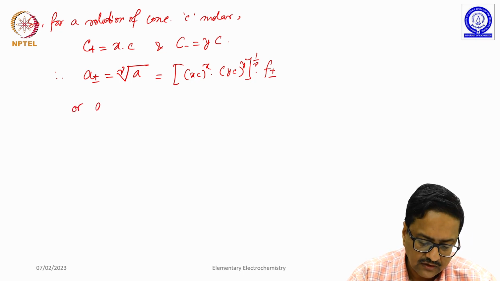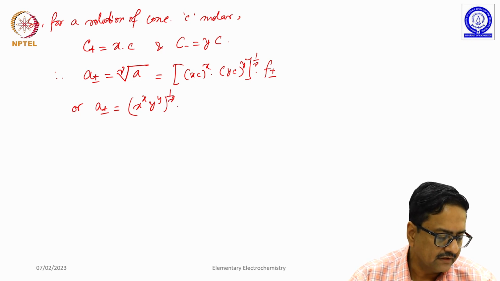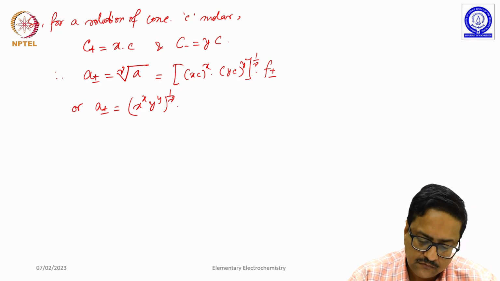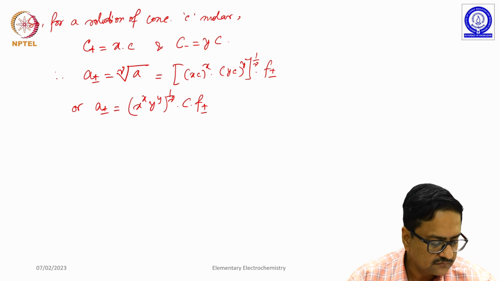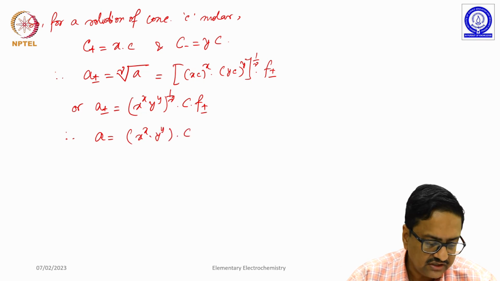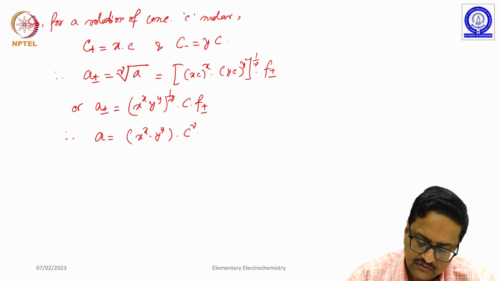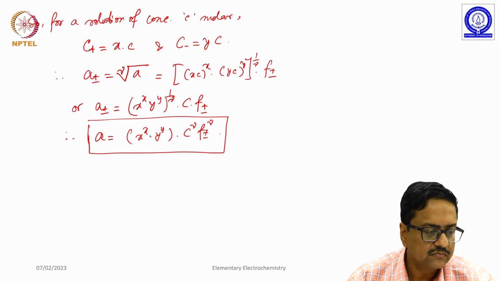Or a plus minus equal to (x to the power x, y to the power y) whole to the power 1 by nu into c into f plus minus. Therefore, a equal to x to the power x, y to the power y, c to the power nu, f plus minus to the power nu. Correct?